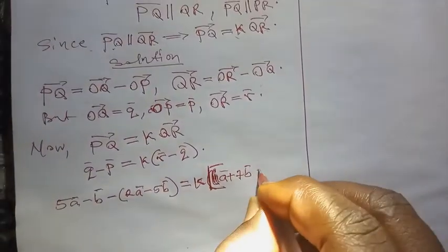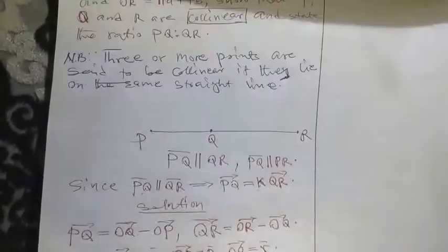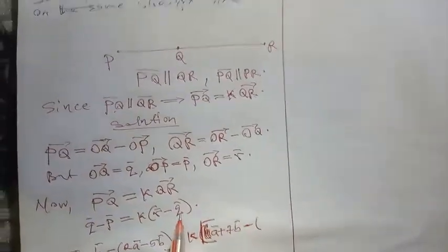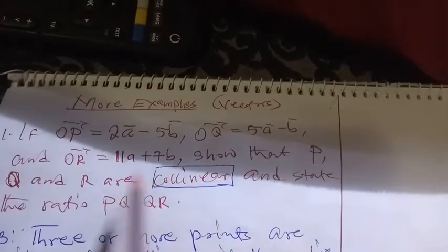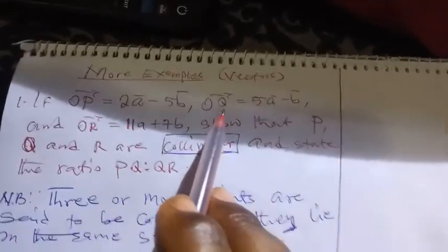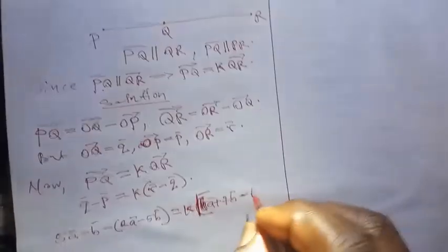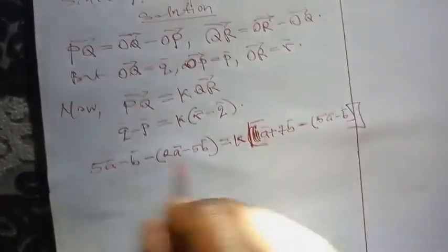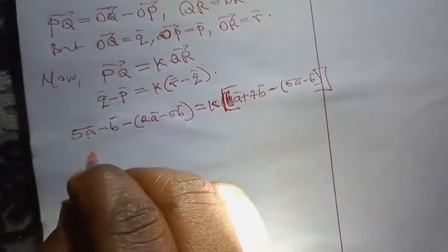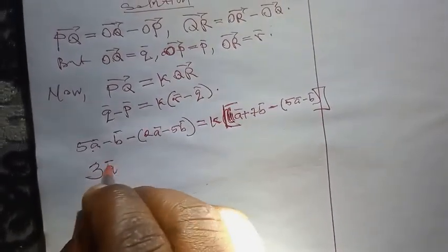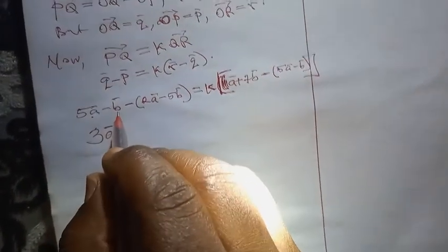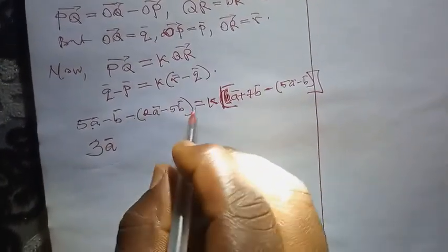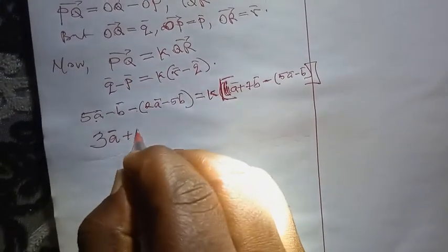Then minus, take the other one, which is vector Q. Vector Q is also given as OQ, 5 vector A minus vector B, minus vector B. Let me close this bracket now. Now I can simplify this. This would be 5A minus 2A, which is 3 vector A. Then minus vector B minus 5B is going to be plus 4 vector B. I'm done with this.